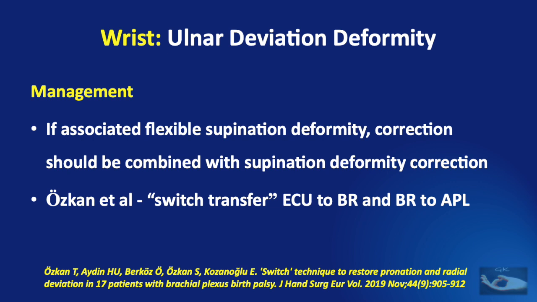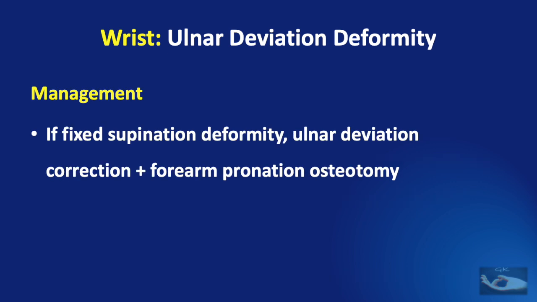Have prescribed what is known as a switch transfer, the extensor carpi ulnaris to the brachioradialis and brachioradialis to the abductor pollicis longus. But if there is an associated fixed supination deformity, the ulnar deviation correction can be done along with the forearm pronation osteotomy procedure.